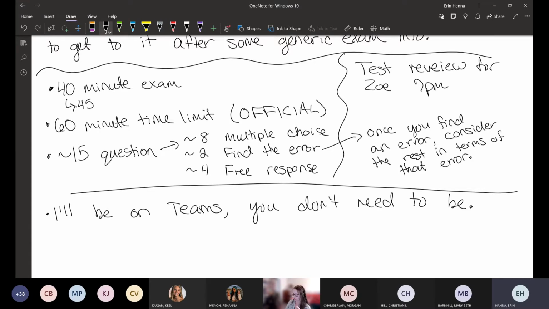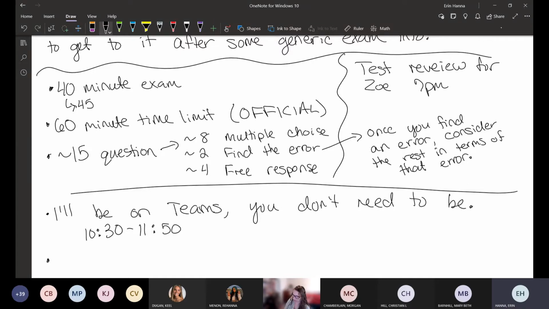So I will be here between 10:30 and 11:50, because then I have to jump over to my other class. Wait, no, 11:50? Yeah, that's what it'll be. I'll be here till 11:50, but then I have to jump over to my other class. So I'll be here on Teams for that long.